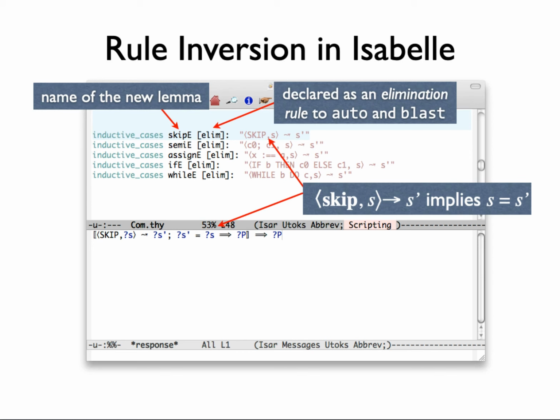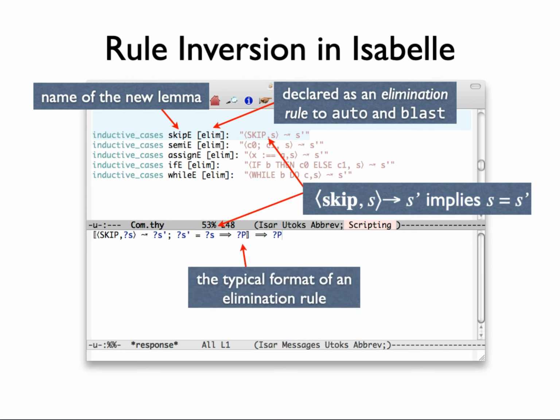So there I have skip of S transitioning to S prime, and effectively it returns a rule which says that S equals S prime. It's because it has the form of an elimination rule that it has that weird appearance at the bottom there. I didn't go through the ones for things like semicolon and assignment and so on, but they are all going to be the obvious things, like in the case of if that I had on the previous slide.